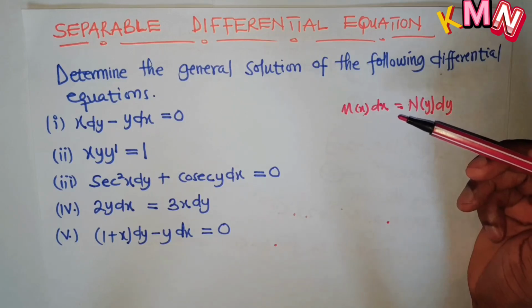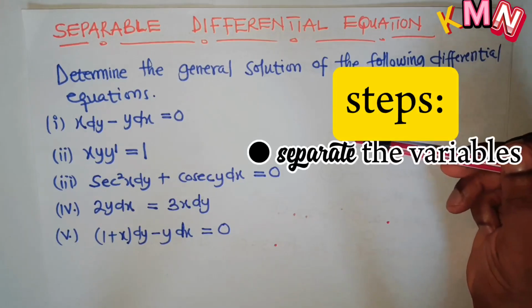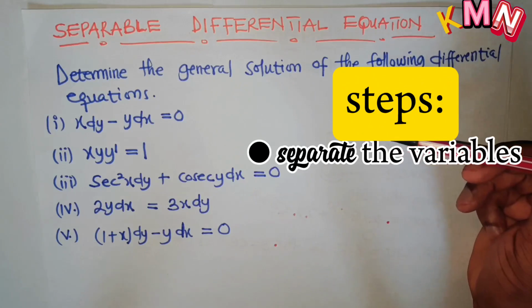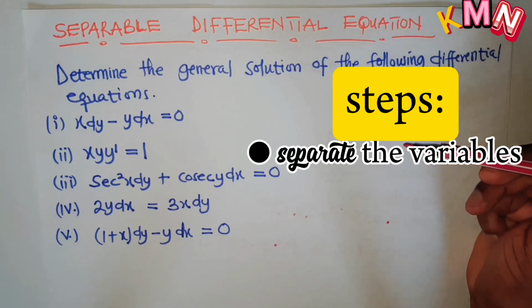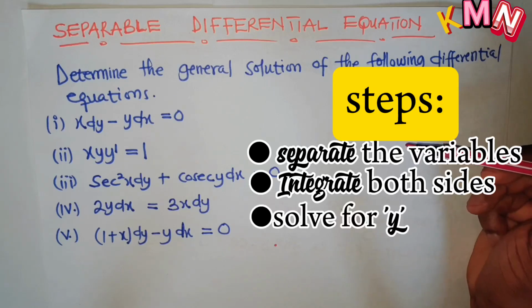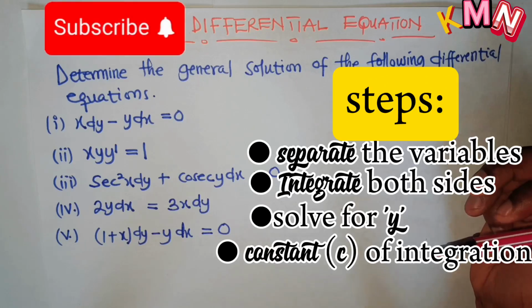In solving a separable differential equation, you need to consider these important steps. First, separate the variables. That is, rearrange the equation so that all the terms involving y are on one side and all the terms involving x are on the other side. Secondly, after the separation, integrate both sides. Thirdly, solve for y if possible. If not possible, you leave it as that. And finally, make sure you include the constant of integration. So these are the procedures we can follow to solve a separable differential equation.